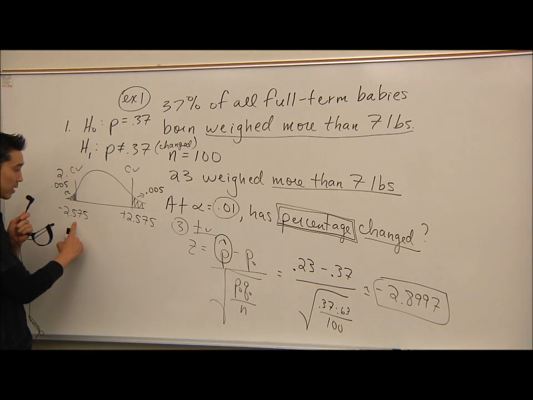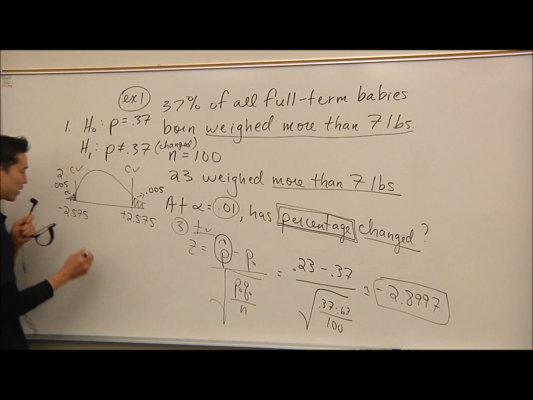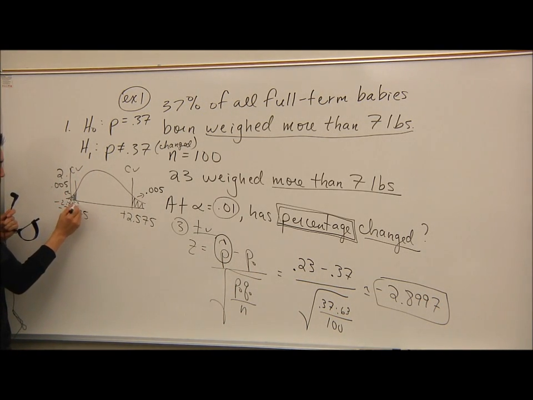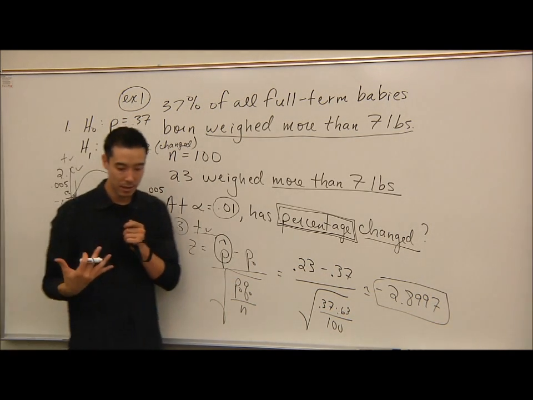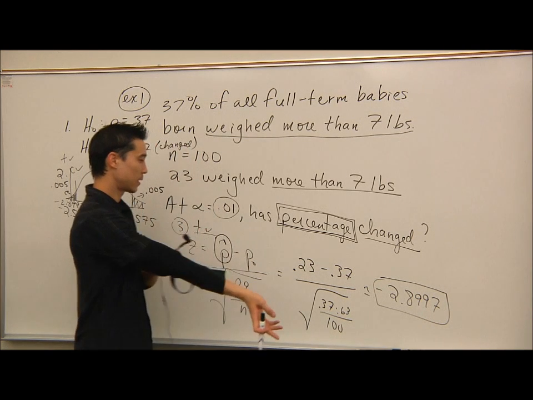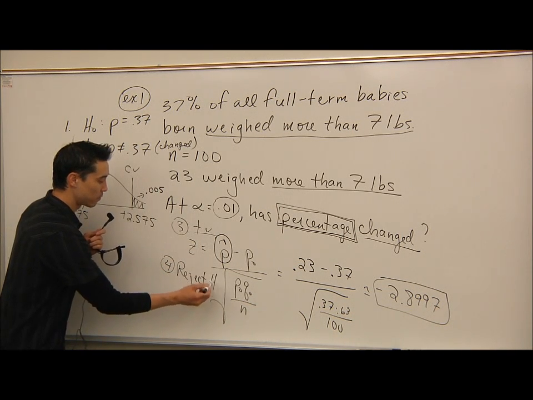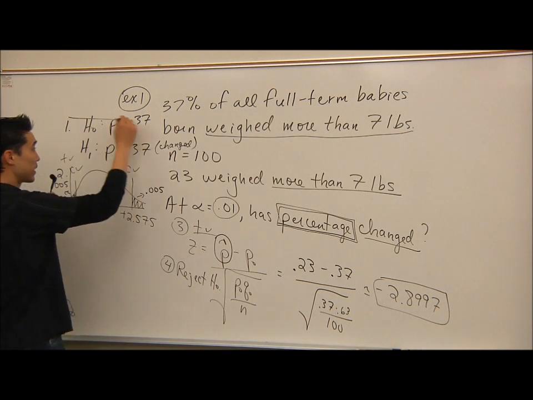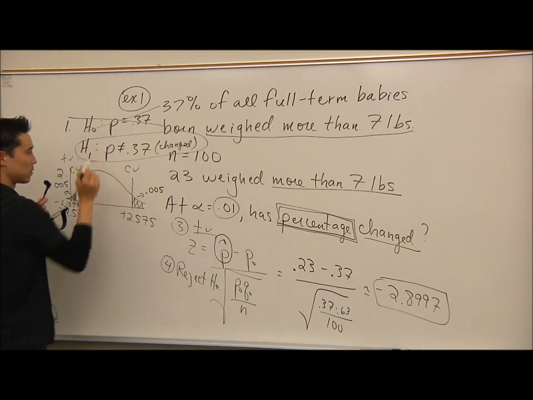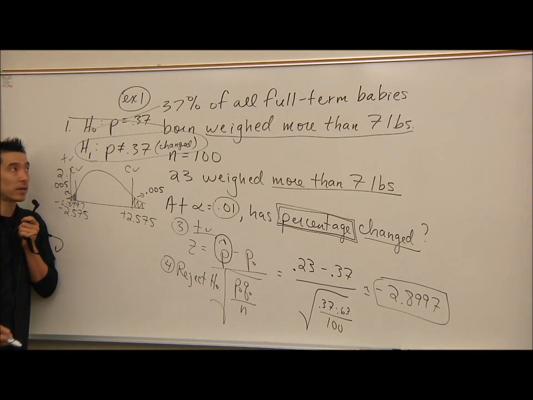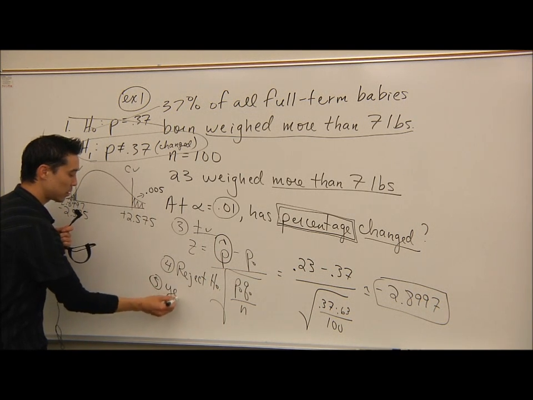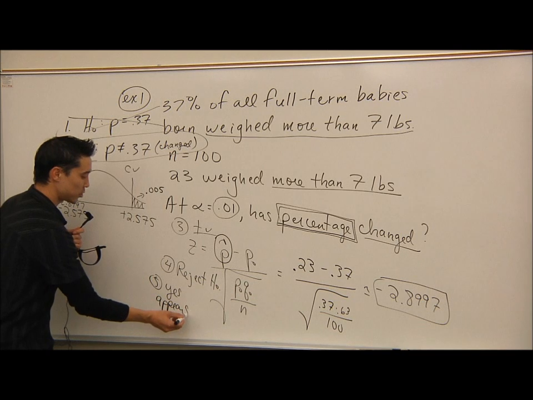My critical values are at negative 2.575 and positive 2.575. This is negative 2.8997, so that is in the rejection region. Okay? So notice that test value falls in the rejection region. Because it falls in the shaded or rejection region, step 4 is you reject H0. If I reject H0, I'm going against this, and I'm going with this. And then in my own words, what happened? Previous records said that 37% of all full-term babies weighed more than 7 pounds. Okay? The question is, does it appear the evidence has changed? And yes, our evidence suggests that the percentage has changed. Okay? So to answer the question in our own words, yes, it appears the percentage has changed.